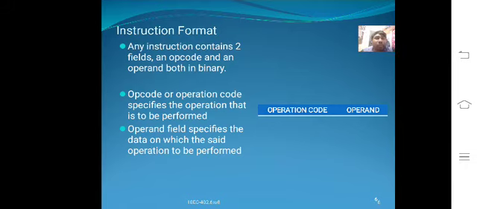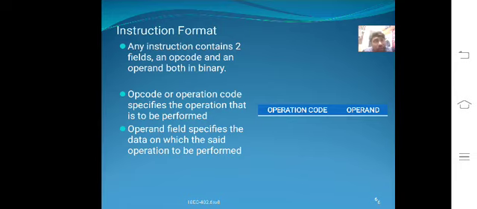The operand field specifies the data on which the said operation is to be performed. What type of operation we are performing, the data for that is specified by the operands. This is the instruction format. The instruction format contains two fields, an opcode and an operand, and both are in binary form.